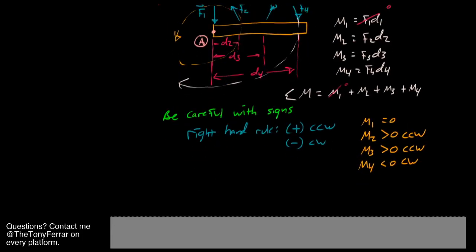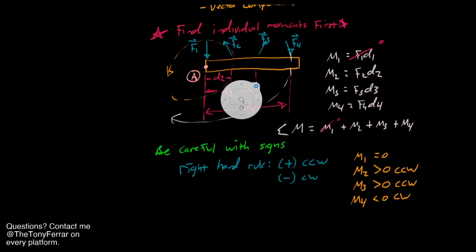Whoops, ran out of page. The correct way to do the sum of moments here would be that the sum of moments is equal to M2 plus M3 minus M4.